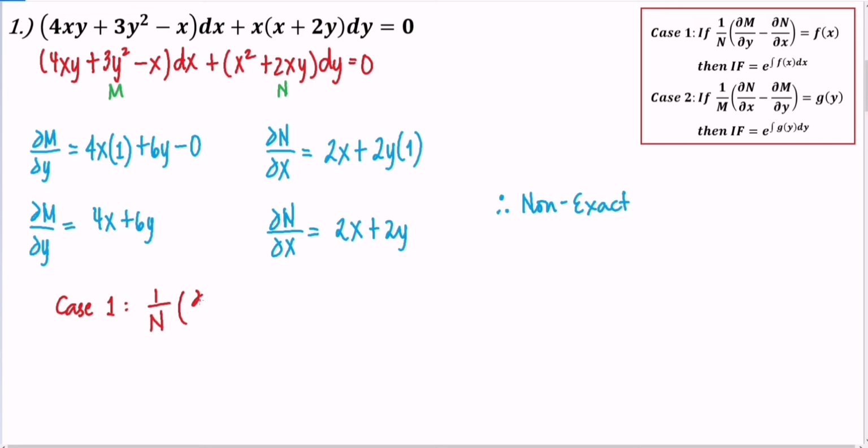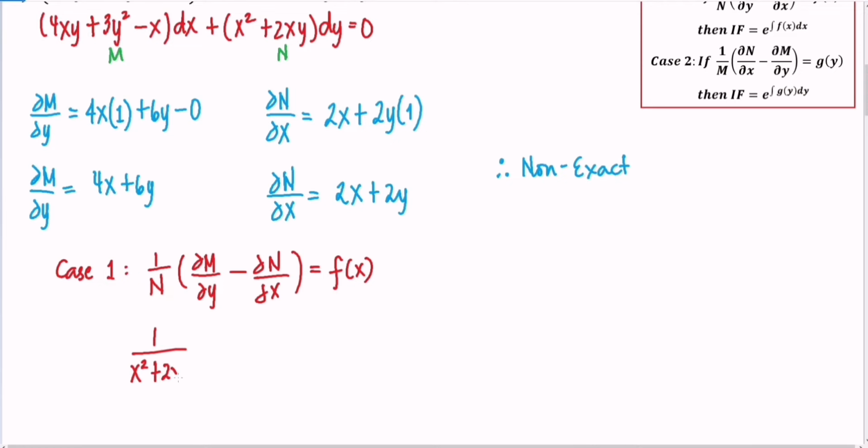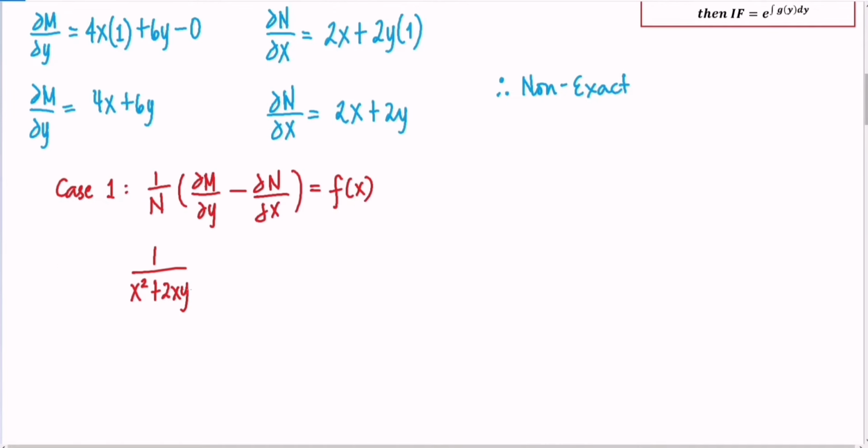Okay? So, sabi 1 over n. Asan ba yung n natin? Ayun. So, kopyahin lang natin. So, ita-substitute natin lahat ng value. So, 1 over n. 1 over, so yung n natin is x squared plus 2xy. Ayan. Tapos, times, so ito, partial derivative of m in terms of y, ito na yun, di ba?